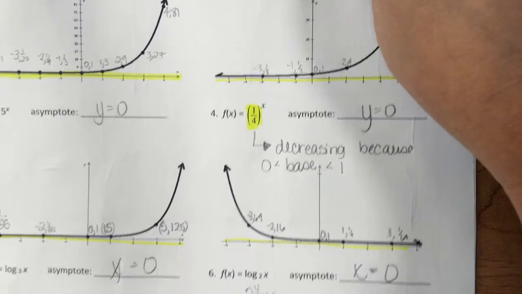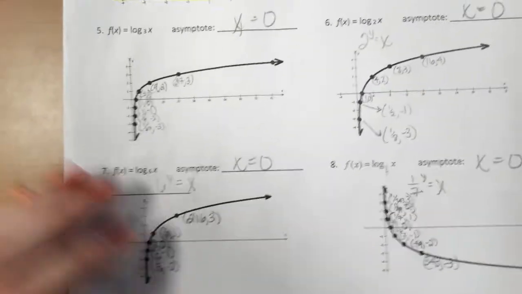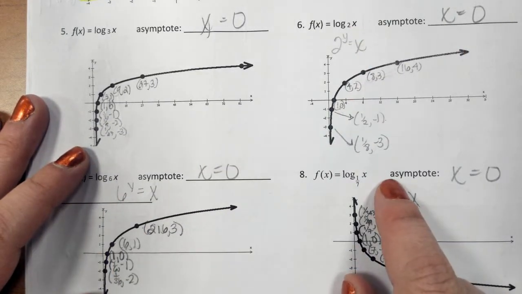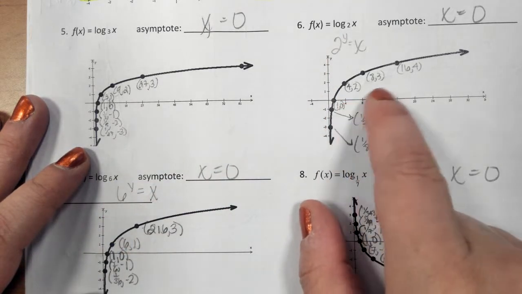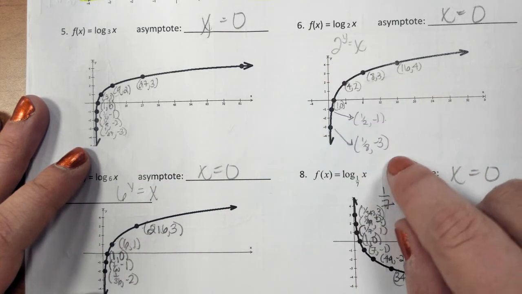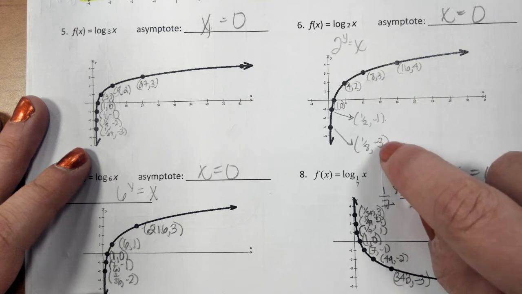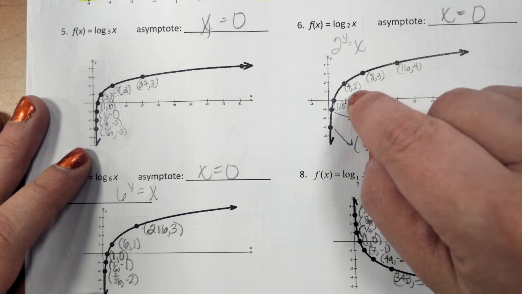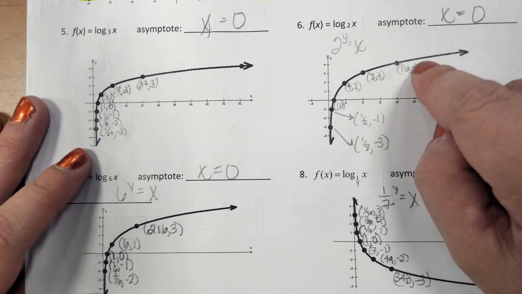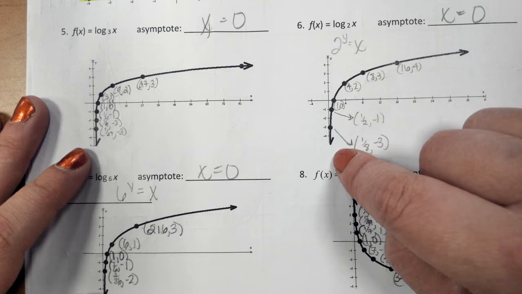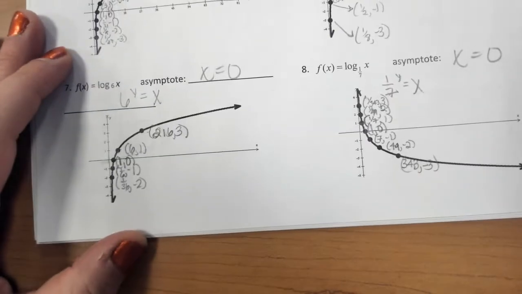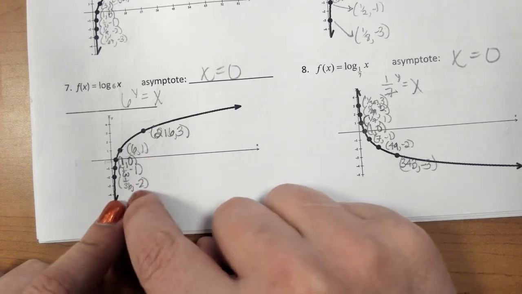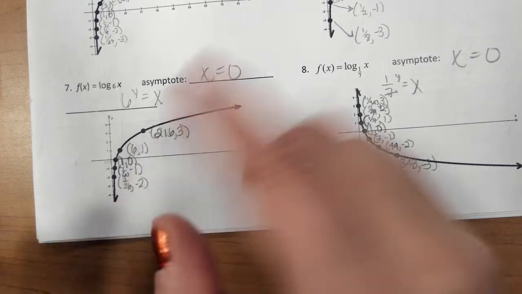Okay, so for 6, 7, and 8, all of them should have an asymptote at x equals 0. For this one, you're going to have various powers of 2. So if you pick easy values for y, like -3, -1, 0, 2, 3, 4 here, your x values are actually the ones that are going to be a little bit more challenging. Same idea down here with these. Pick nice easy values for y, and your x values are going to be the ones that are different.